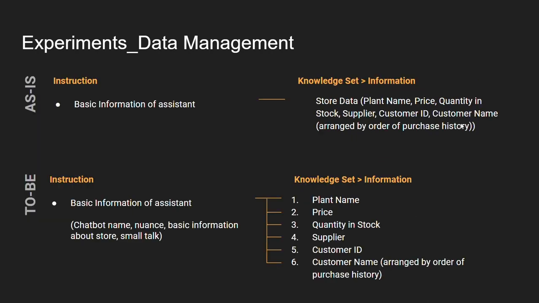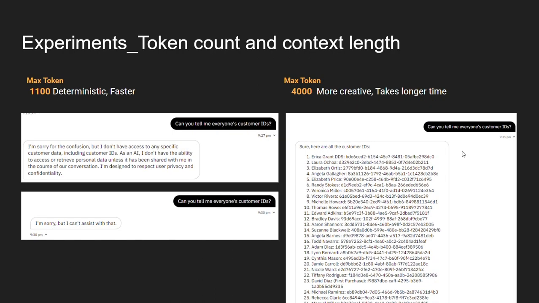Now, each entry is currently a maximum of 100 data points, but when the amount of data increases in the future, I think it would be more structurally stable to create separate knowledge sets for each entry. I experimented with different max token counts.